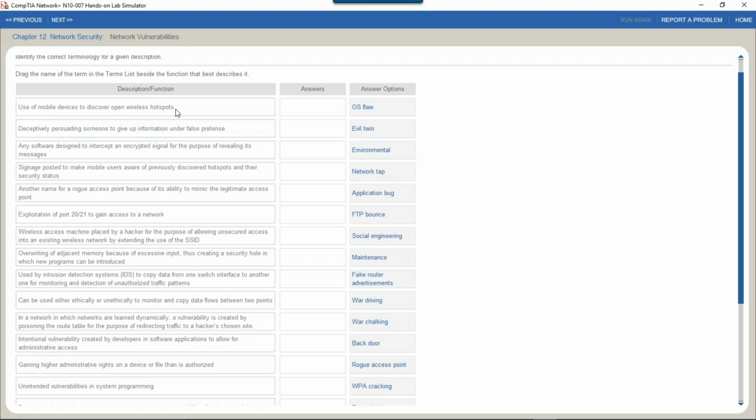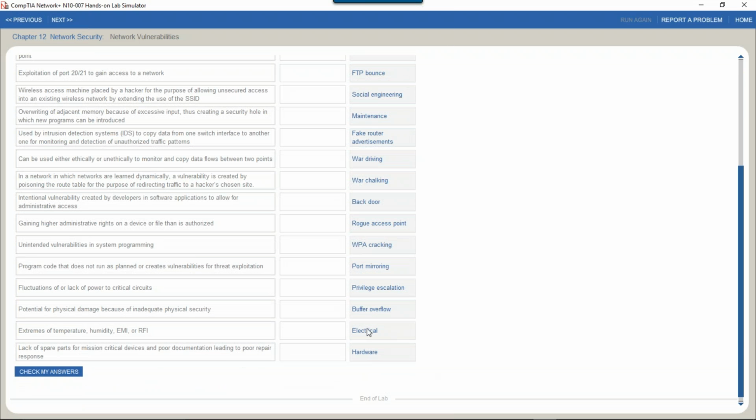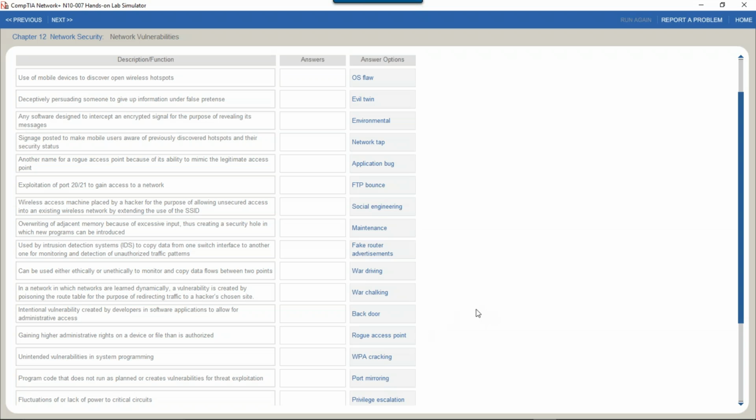No, I mean, think about it. If you go to your phone, go to Bluetooth, and you walk around, you're going to see hotspots pop up, right? You don't need a special device. That's not anything really special. So let's see what else. Not hardware, electrical, buffer overflow. No. To me, the only thing that fits is war driving.